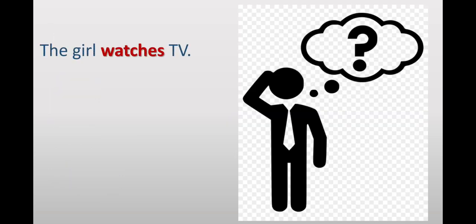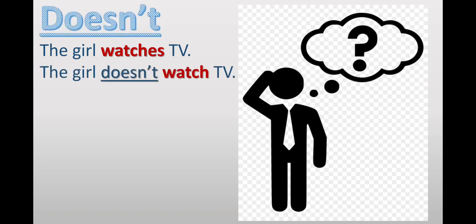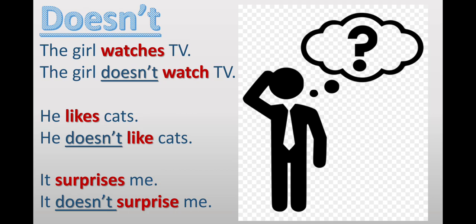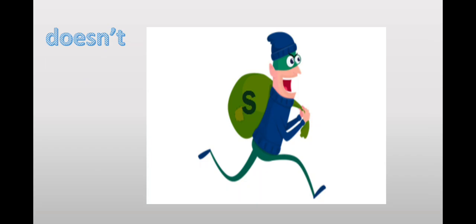Okay, so let's have a look here for the example. The girl watches TV. So how do we form negative in this sentence? The girl doesn't watch TV. So it should be followed by the base form of the verb. He likes cats. How do we form negative? He doesn't like cats. It surprises me. It doesn't surprise me. You can't say it doesn't surprise us. No way. So doesn't or don't, they should be followed by the base form of the verb.